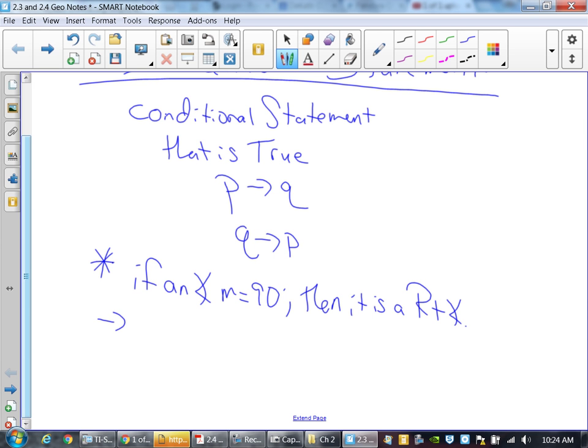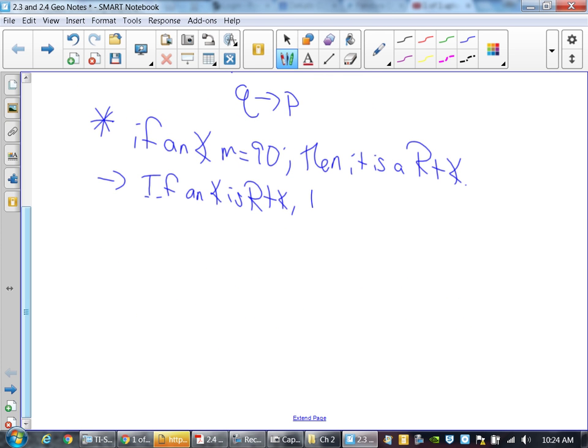So going the other way would have been: if an angle is a right angle, then the angle measures 90 degrees. If it's a true statement going forward and backwards, you call it a biconditional statement. That means we can rewrite it in the term called if and only if.